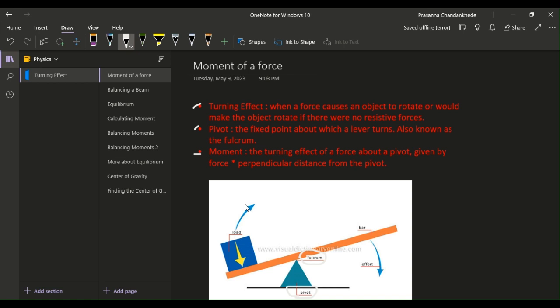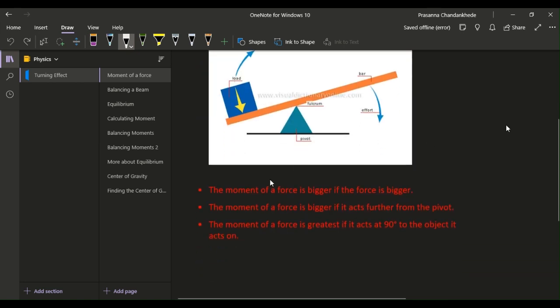Moment. It is the turning effect of a force about a pivot, given by force times perpendicular distance from the pivot. We'll talk more about moments as we move further in the video. Okay, so these are three key things that we must remember.